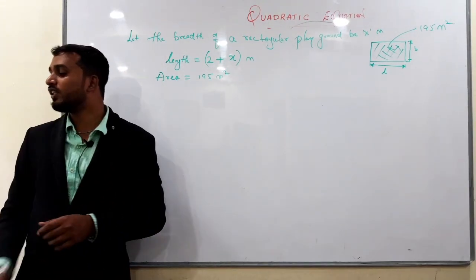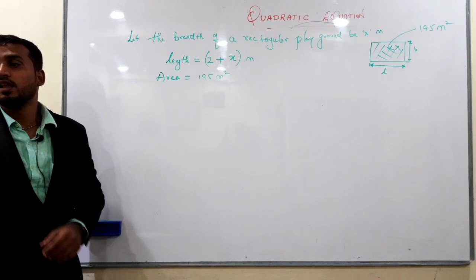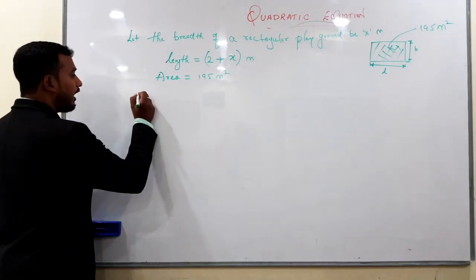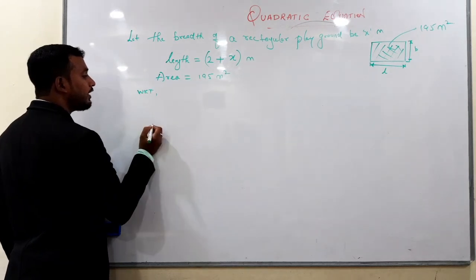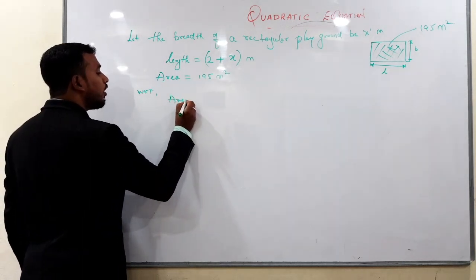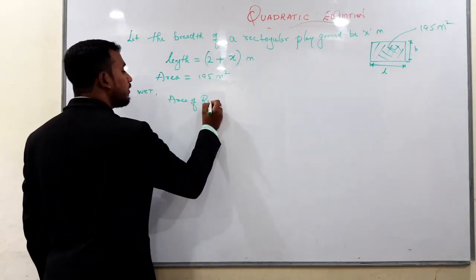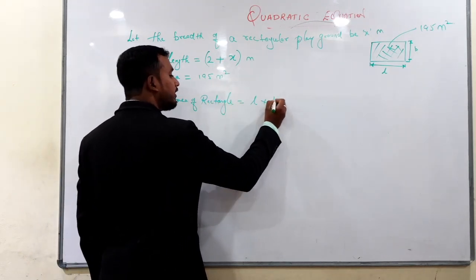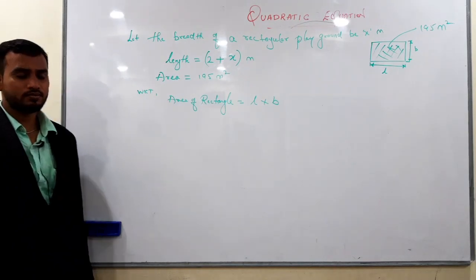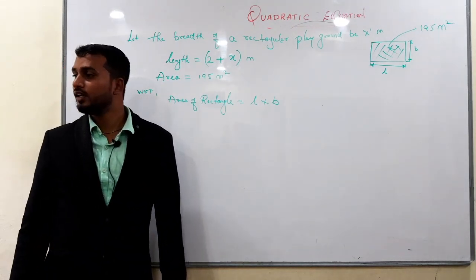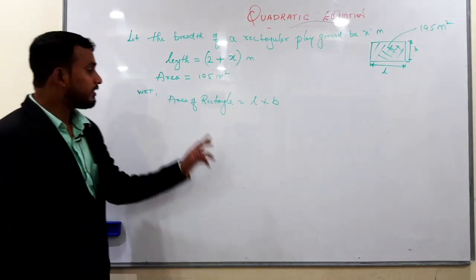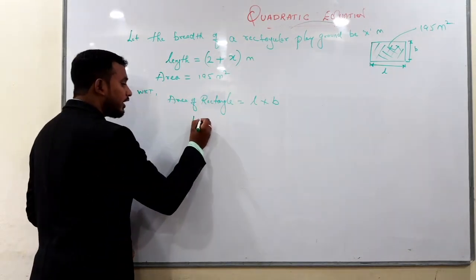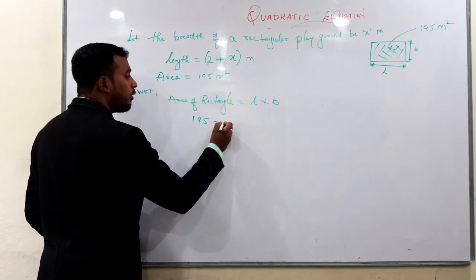Okay. Next, what are they asking us to find? Length and breadth. We know that area of rectangle is length into breadth, L into B. How much is area? 195. Area is 195.